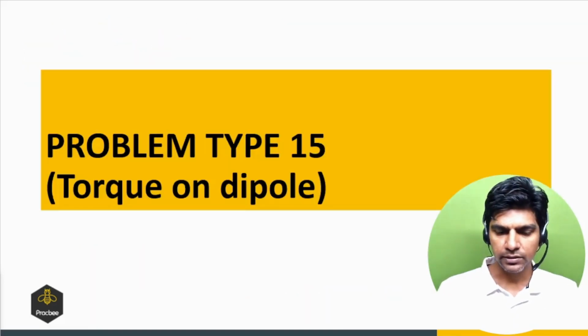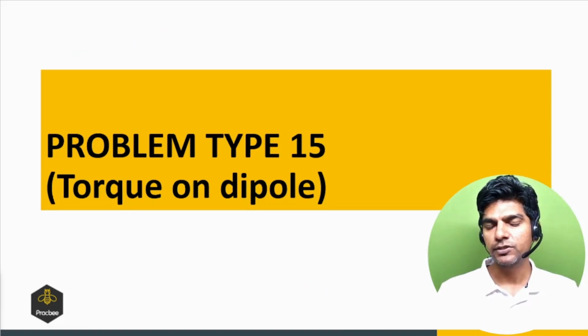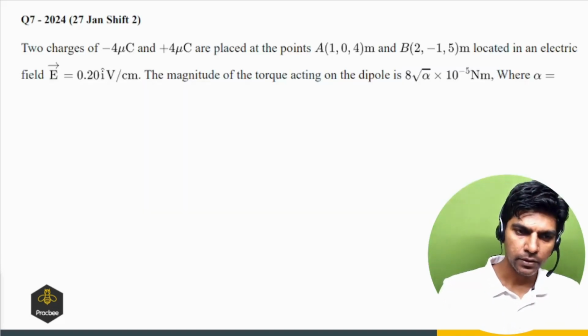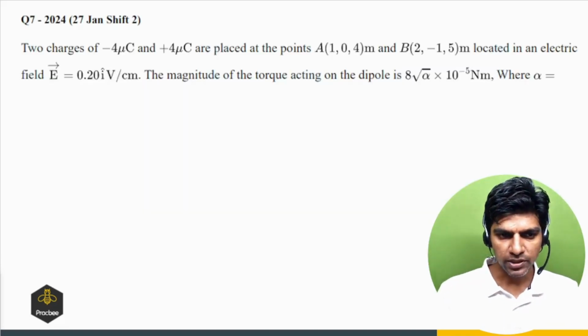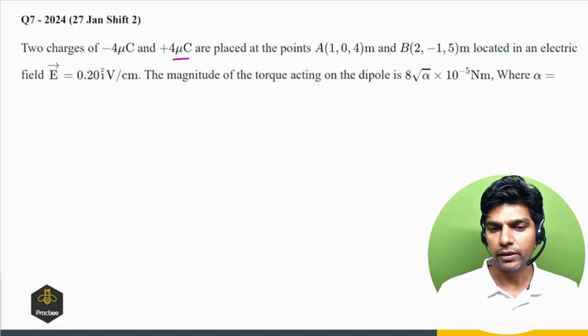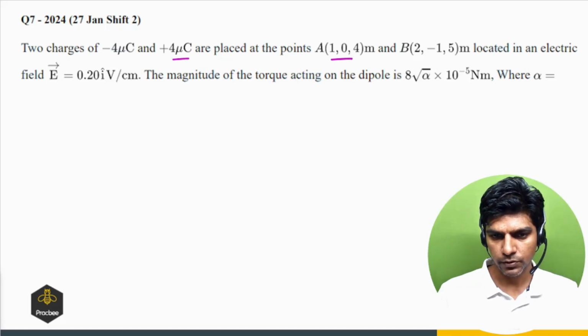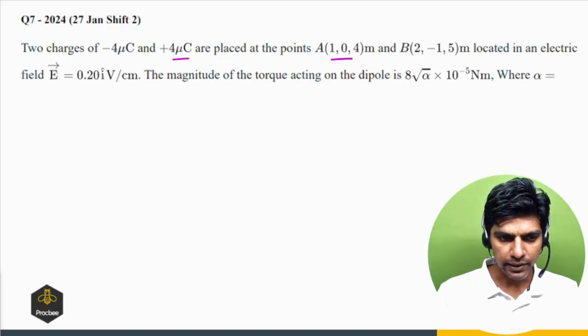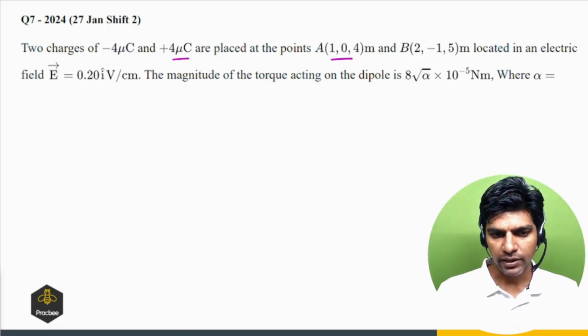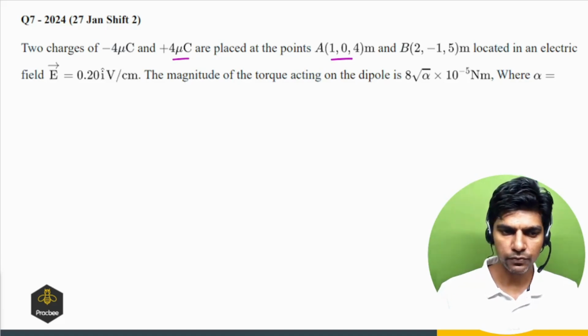Right, so let us see the next problem type. It is the torque experienced by a dipole in uniform external electric field. Two charges minus 4 microcoulomb and plus 4 microcoulomb are placed at points A and B. A is (1, 0, 4), B is (2, minus 1, 5), located in the electric field E, which is 0.2 i cap. The magnitude of the torque acting on the dipole is 8 times root alpha times 10 raised to power minus 5 Newton meter, where alpha is.